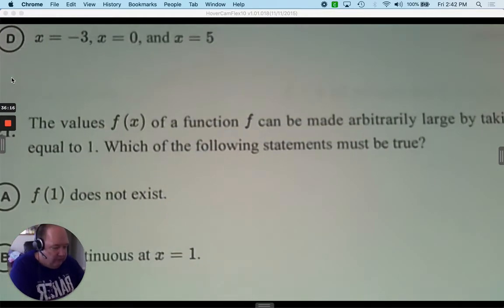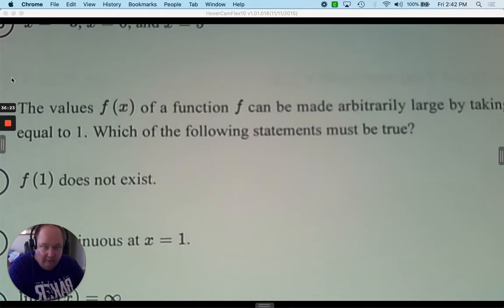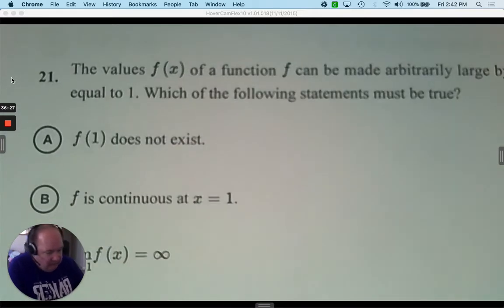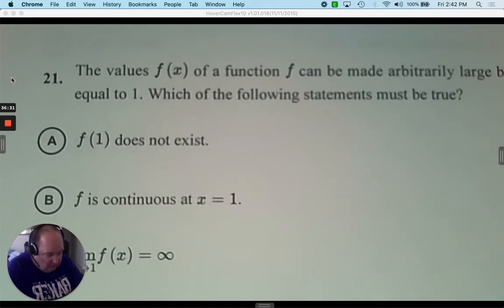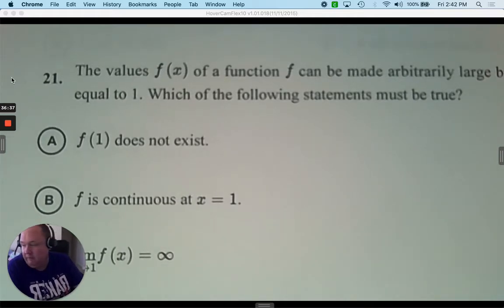So the values of f at x of a function can be made arbitrarily large by taking x sufficiently close to 1 but not equal to 1. Which of the following must be true? So the values of f at x of a function can be made arbitrarily large by taking x sufficiently close to 1 but not equal to 1. Which one must be true then?